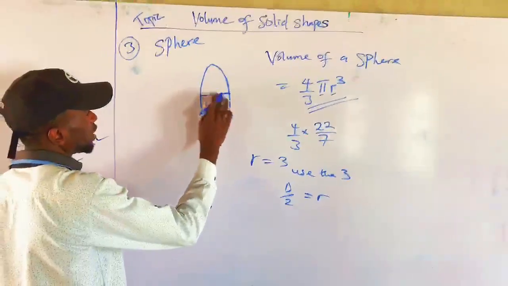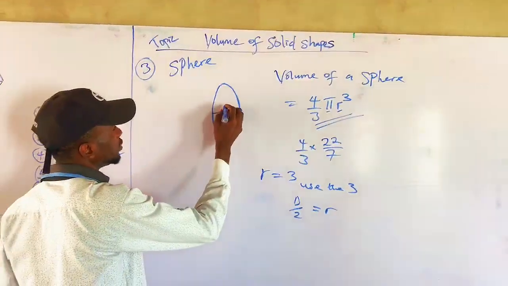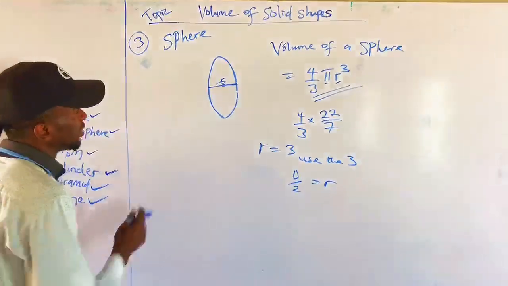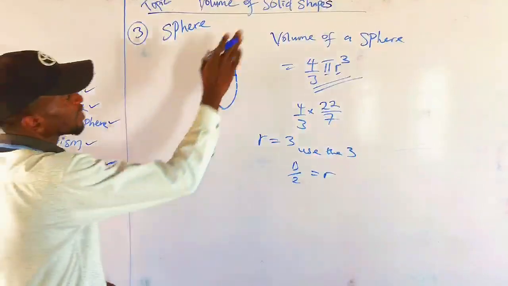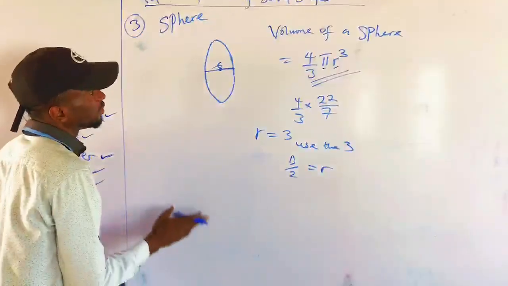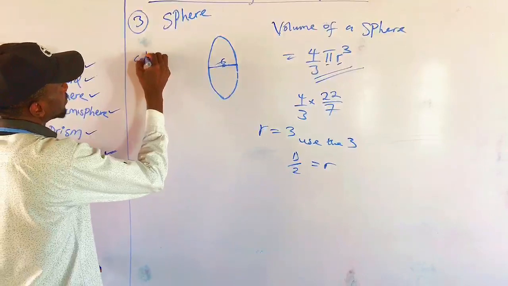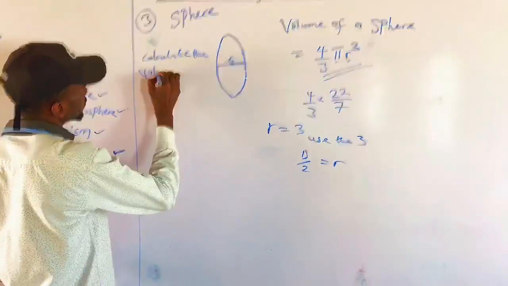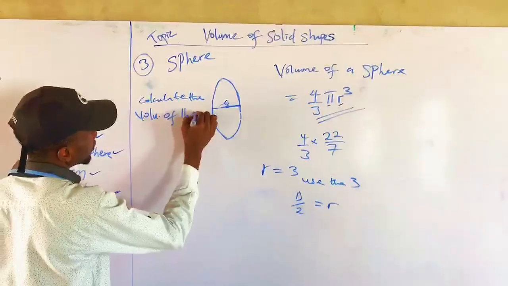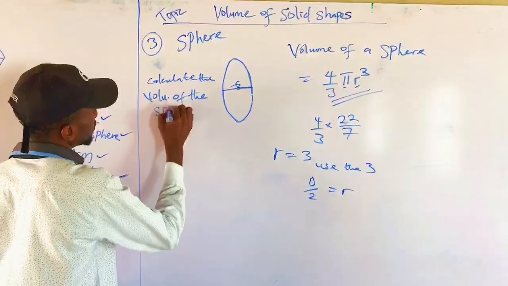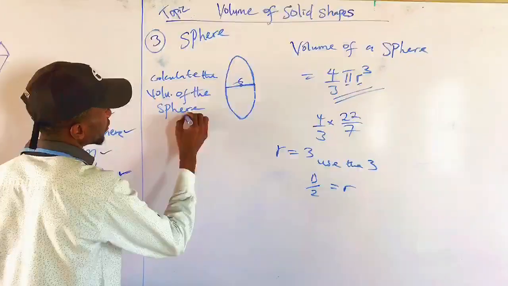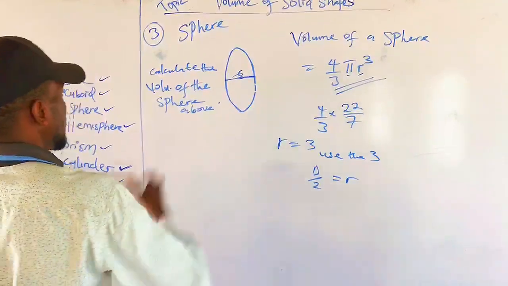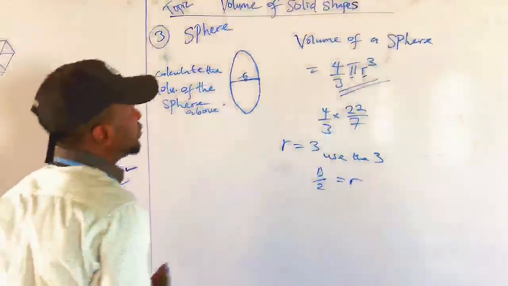Now, this is our sphere. Let us assume we are given the diameter of this sphere to be equal to 6. The diameter of our sphere is equal to 6, and we are asked to calculate the volume of the sphere above.